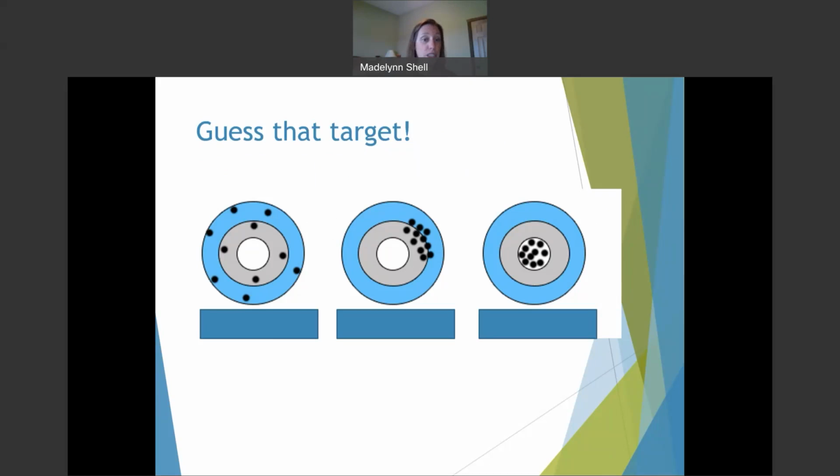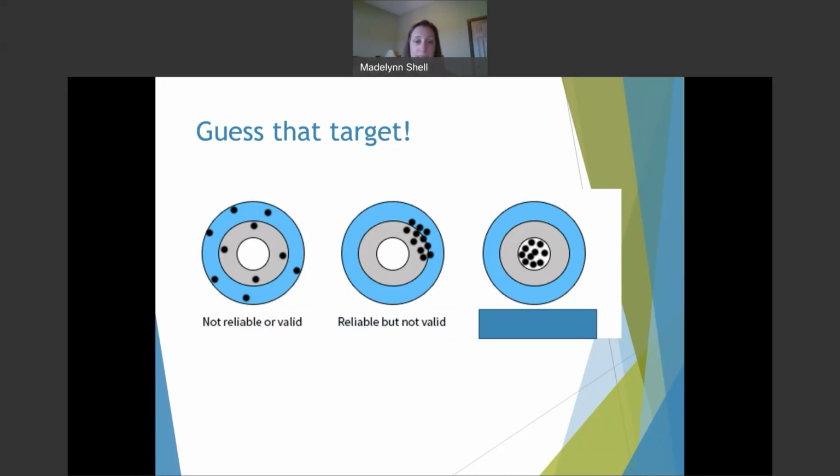Okay, so if we look at this first one, it is neither reliable nor valid. You're not hitting the same spot on the target every single time, and you're certainly not hitting the center of the target. If we look at this second one, it is reliable, but it is not valid. You're generally hitting the same spot on the target every time, but you're not hitting the center of the target. So it's not a very good measure if this were a measure. If you consistently got the same score every time, but it's an inaccurate score, not terribly useful.